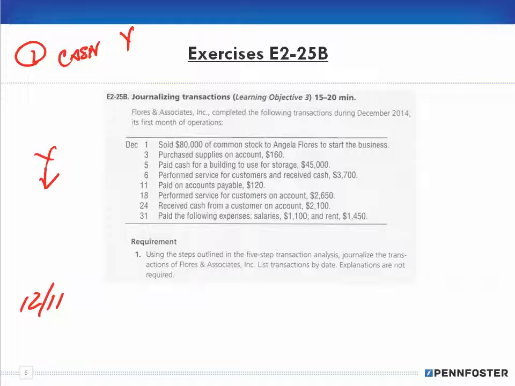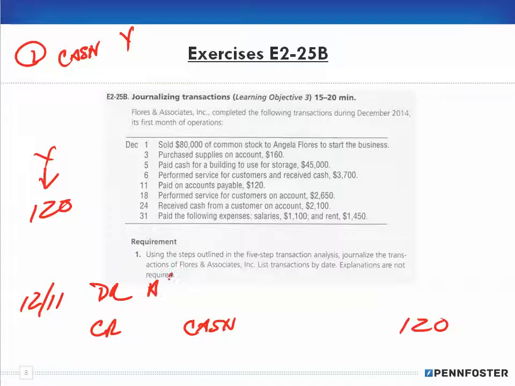Yep, I'm paying out $120. Okay, so I'm decreasing my cash, so I know that's a credit to cash for 120, and then I have to debit something else. Now I know to debit accounts payable for the 120. Okay, entry is done. I only had to make one decision. What was my cash, increasing or decreasing, and whether it's a debit or a credit.